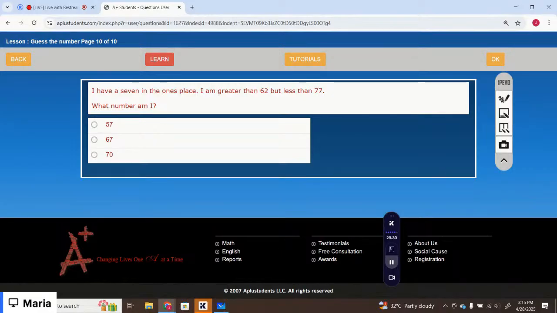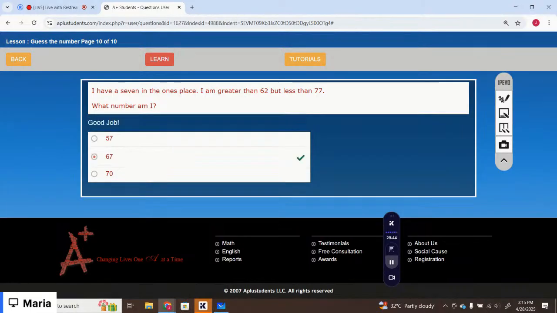Greater than 62, but less than 77. 67 it is. The correct option is 67. Option number two is the correct option. Okay, we are done with the lesson.